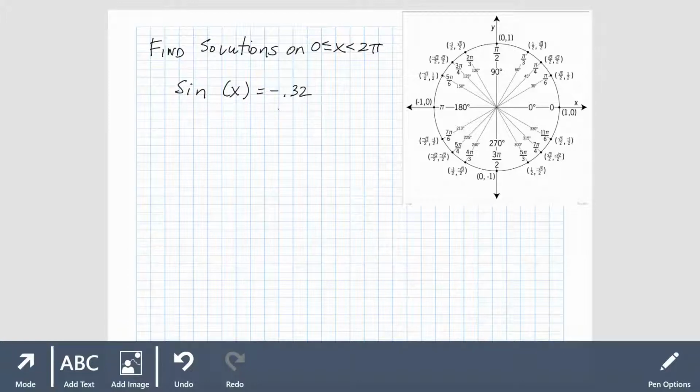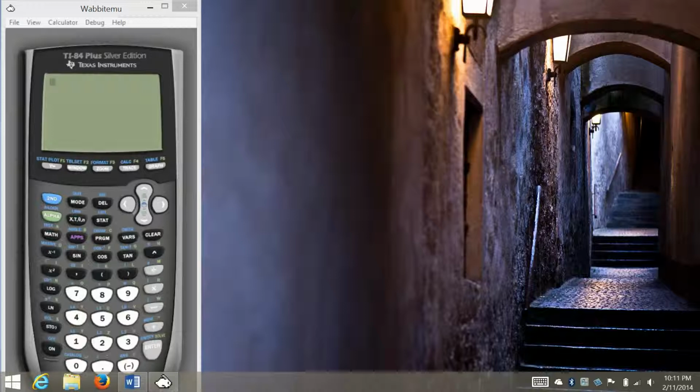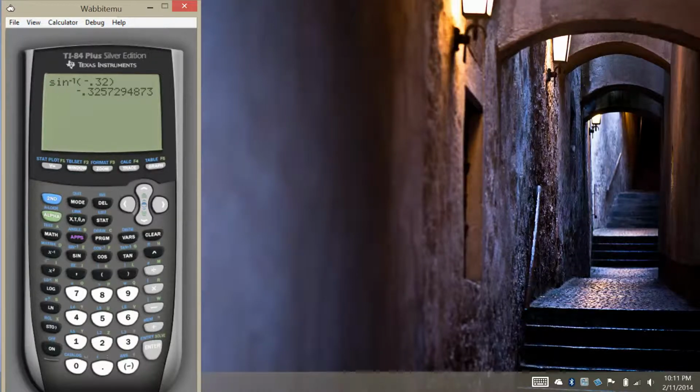Negative 0.32 is not one of our standard values from the unit circle, so we're going to have to use the inverse sine function on our calculator in order to build the solutions for this particular problem. So let's go ahead and take the inverse sine of negative 0.32 on our calculator. Make sure that your calculator is in radians, and then we can hit second sine. And we want to find negative 0.32. So there's our negative button, 0.32. Oops, missed the decimal there. Negative 0.32, and hit enter. And here we get that our inverse sine is negative 0.3257 radians.